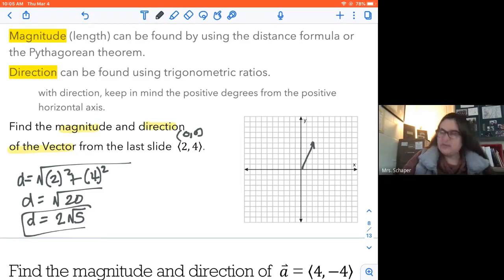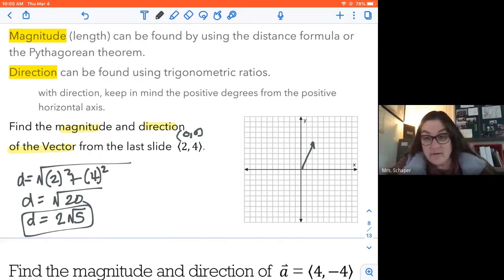And we've done the square root of 20 a few times in our notes. That's how I was able to do that. Okay, so that's my distance, simplest radical form. Now direction, here's where trig functions come in, and this is why we're talking about vectors right now.